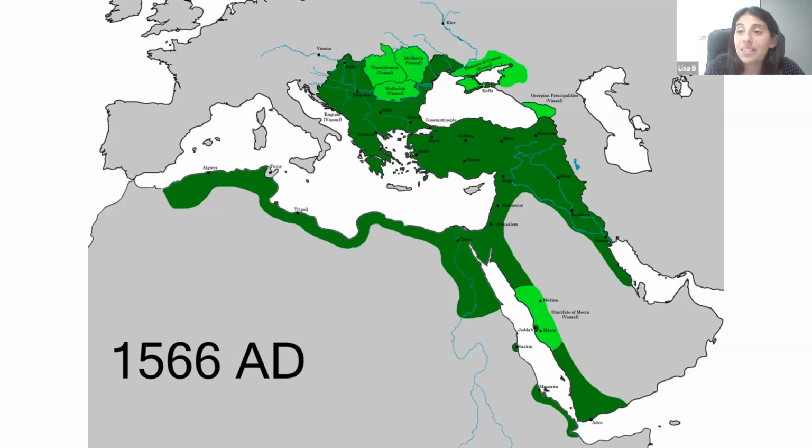And of course, what we're focused on today is the area of what is, say, modern-day Israel. So where you see on the map, there's a dot, Jerusalem. That's where we're going to be focused. So you can see that already in the late Middle Ages, it is under the Ottoman Empire.